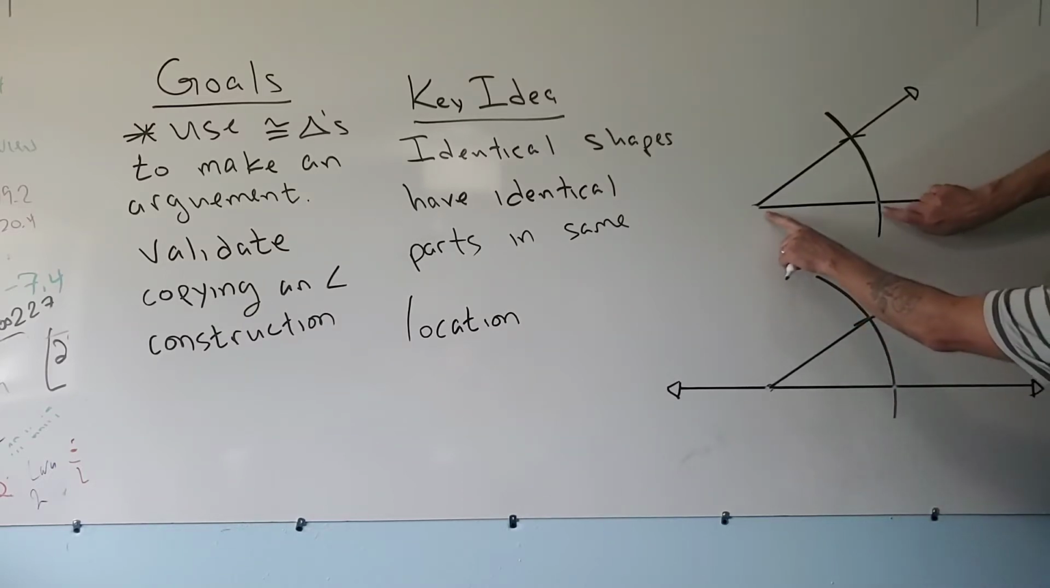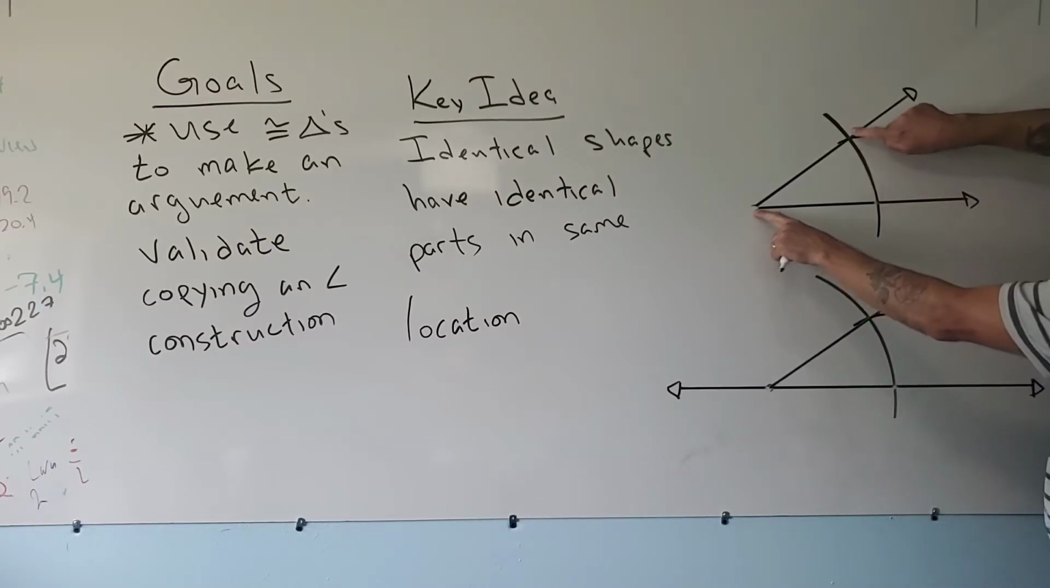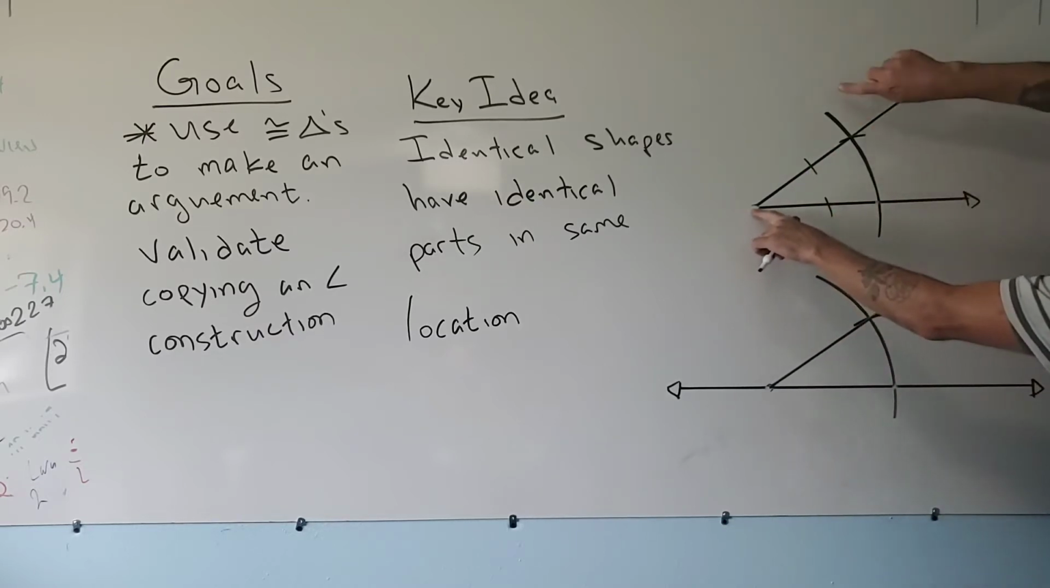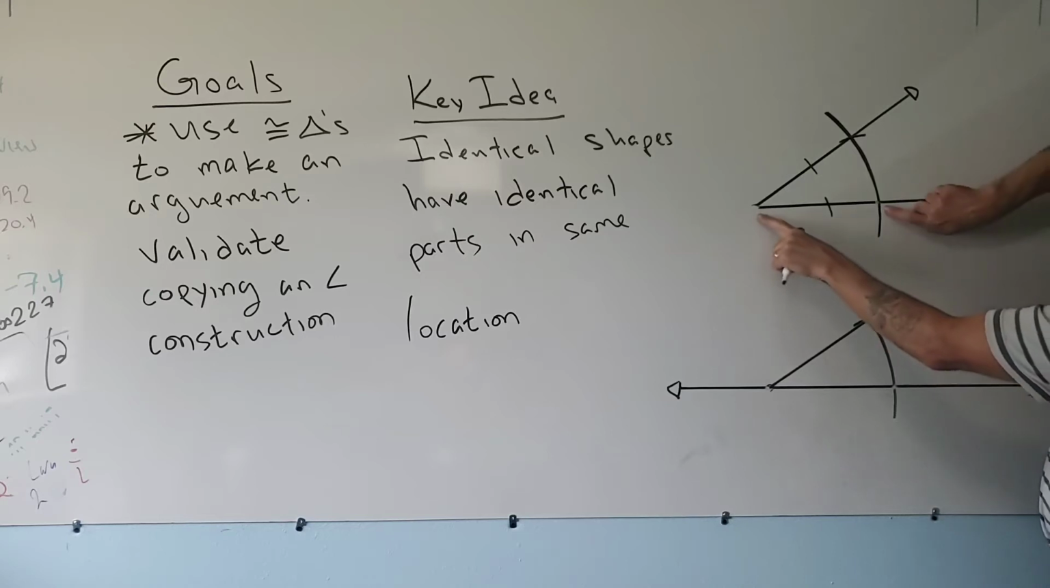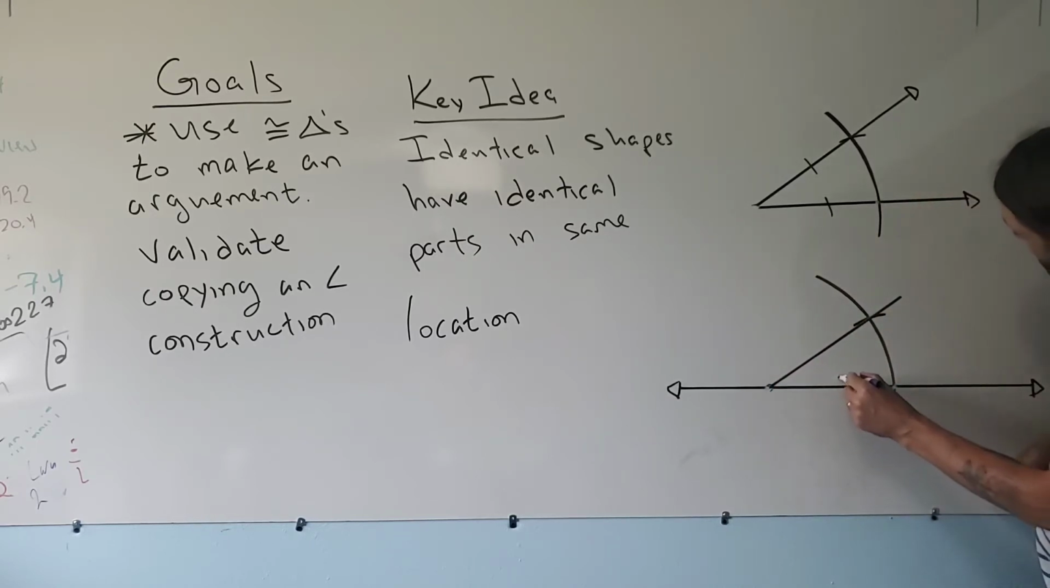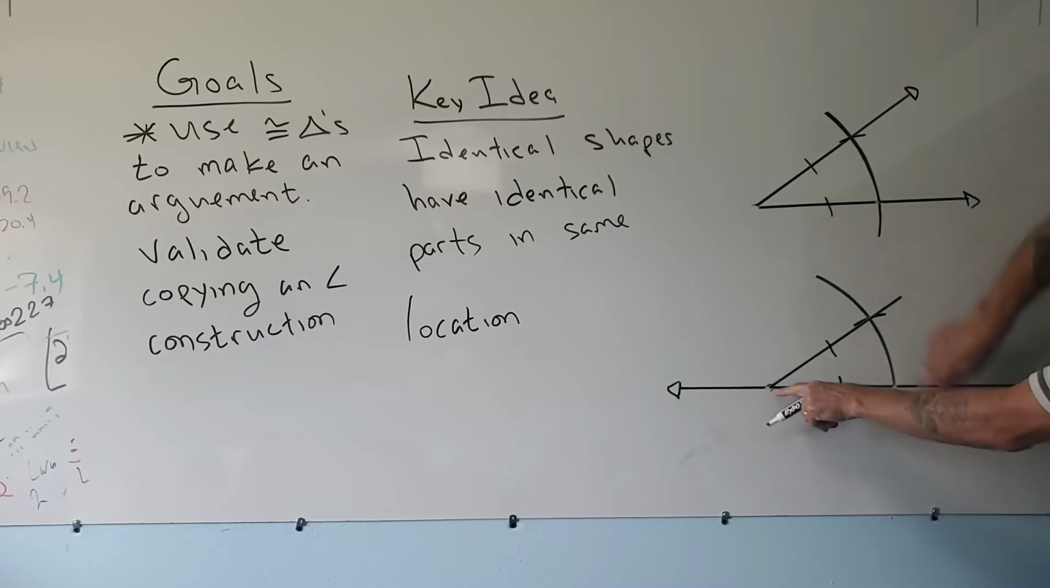First off, I know that this length must be the same as this length, because these are radii of the same circle, right? So, in fact, this length is the same as this length, which is also the same as this length. So I know that these are the same lengths because they're made from the same size circle.